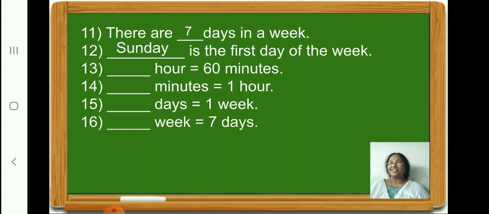Dash hour is equal to 60 minutes. What will be the answer, children? 1 hour. Dash minutes is equal to 1 hour. 60 minutes is equal to 1 hour, children. Now let us do the 15th one. Dash days is equal to 1 week. How many days is equal to 1 week? 7 days. 7 days is equal to 1 week. Similarly, children, dash week is equal to 7 days. How many week is equal to 7 days? 1 week is equal to 7 days.